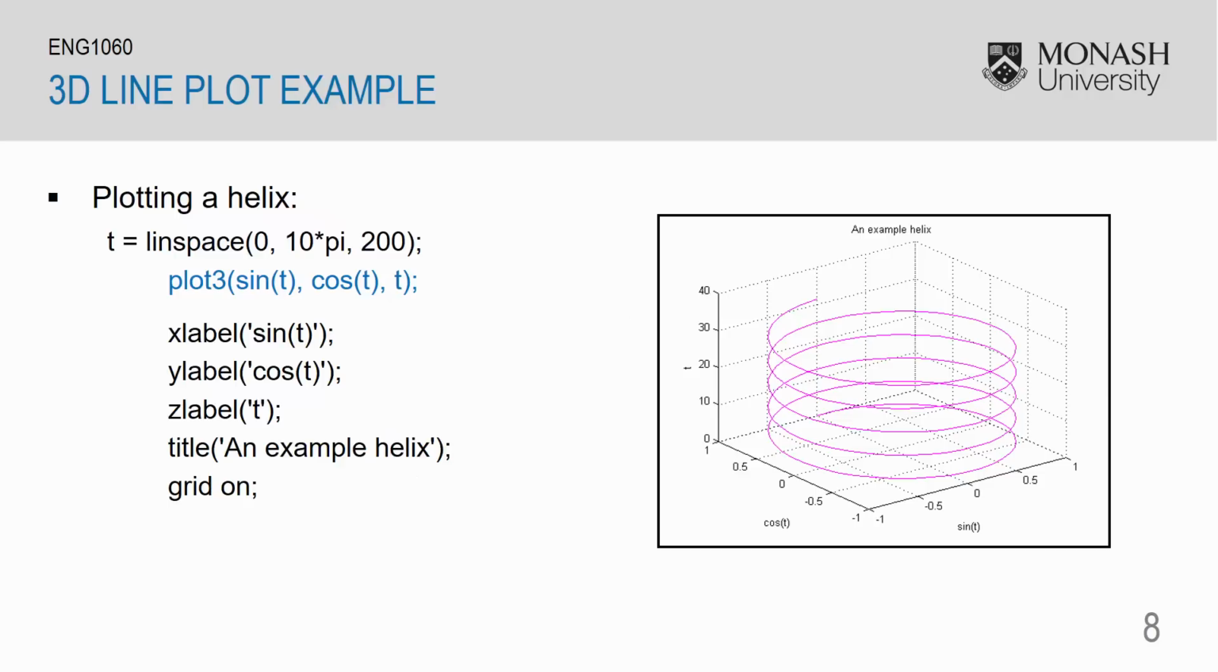For the first one, the plot3 command, which is the 3D line plot, we're plotting a helix. So we'll use t as linspace from 0 to 10 pi with 200 points. Recall that 0 is the start, 10 times pi is the end, and the last argument is the number of points. Plot3 will then take in 3 arguments since we have 3 variables. So we have x, y, and z, which in this case is sine t, cos t, and t. Remember to label, and we'll also have the grid on in this example.